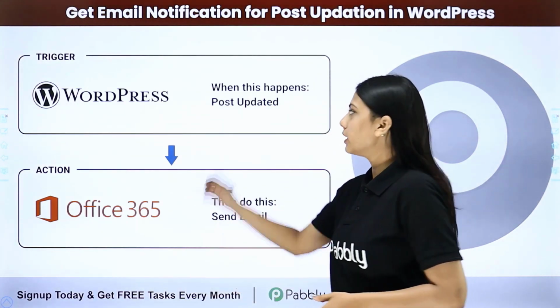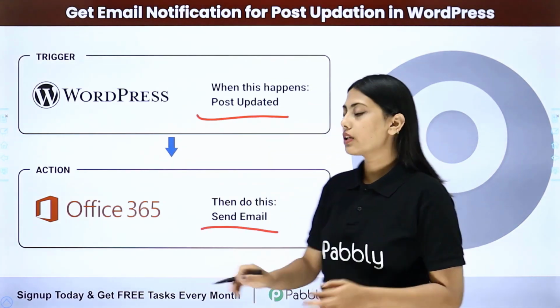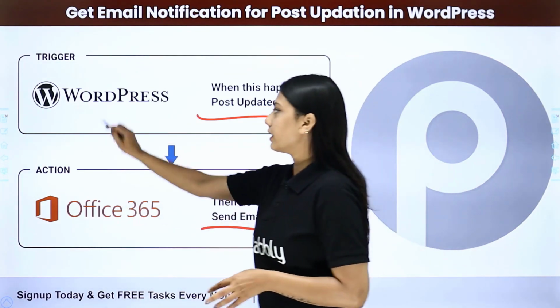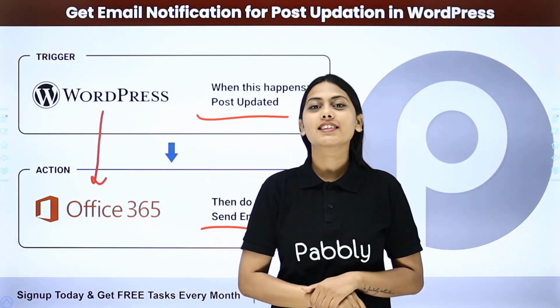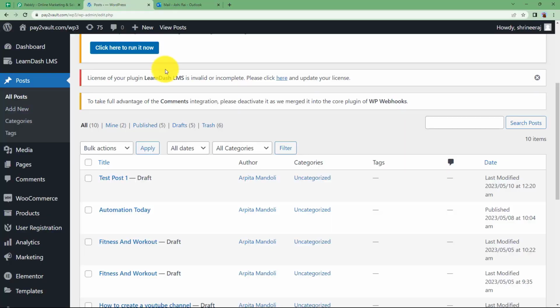Here our trigger will be the post updated in WordPress, and our action will be to send an email using Microsoft Office 365, that is Outlook. So basically we will be integrating these two applications. Let us learn how to do that. So in this video, we are going to learn how to receive an Outlook email whenever an update is made in any of your WordPress posts.